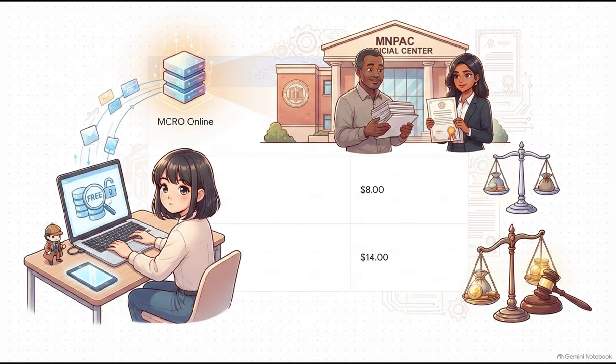So MCRO online viewing is $0. But if you head to the courthouse for plain copies, it's generally about $8. And if you actually need official, certified court copies, say for a legal proceeding or a name change, those are going to start at $14.